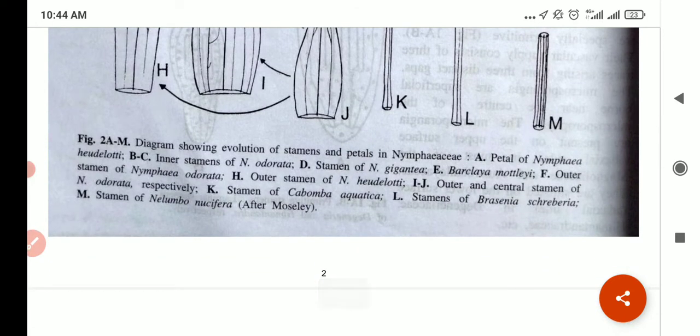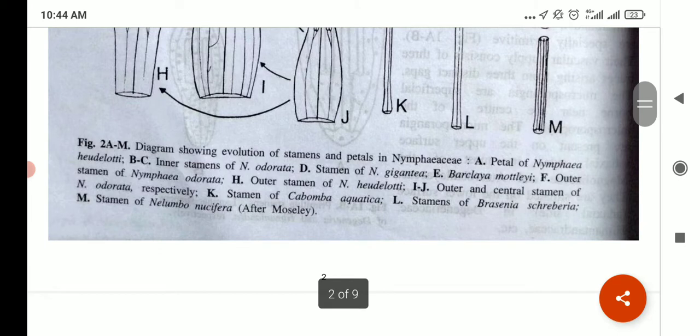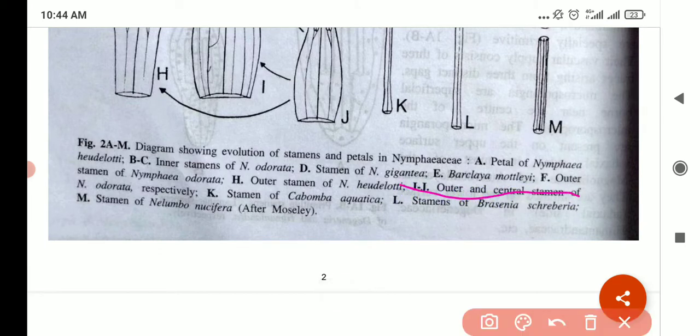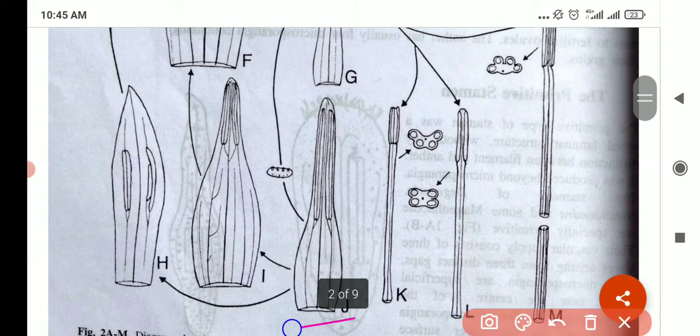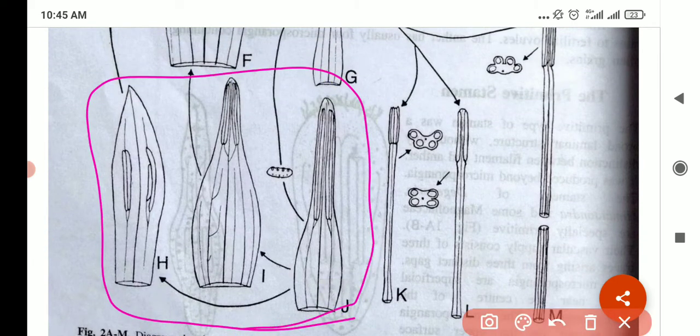Then I to J here, the outer and central stamen of, oh wait one minute, N. odorata. Again, most of the examples are with N. odorata. So I to J, here down only. In this down part, you are seeing that they are more or less similar.